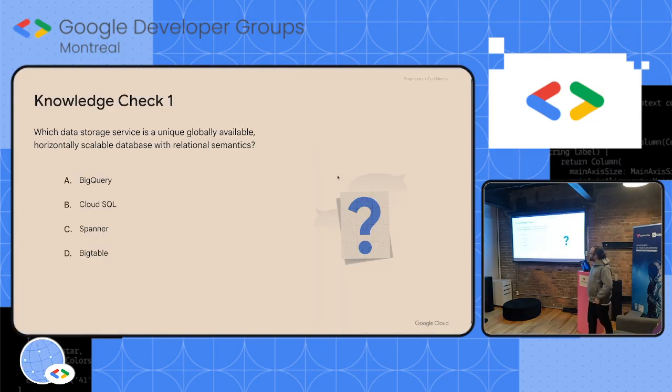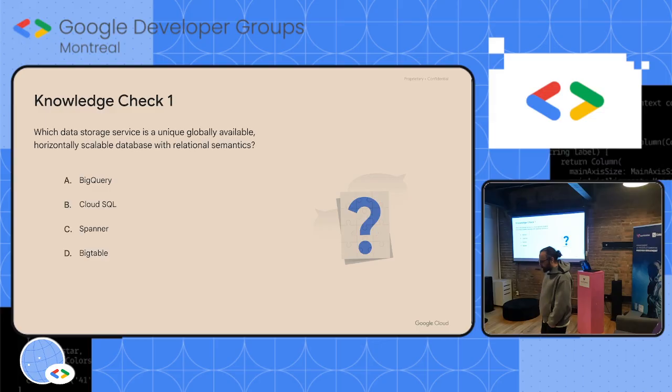Okay, quick check. Which data storage service is a globally available, horizontally scalable database with relational semantics? BigQuery, Cloud SQL, Spanner, or Bigtable?